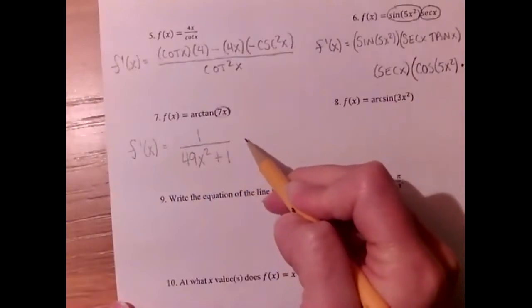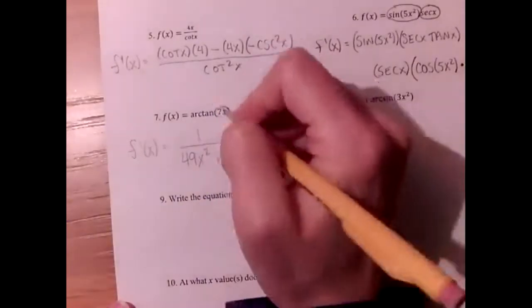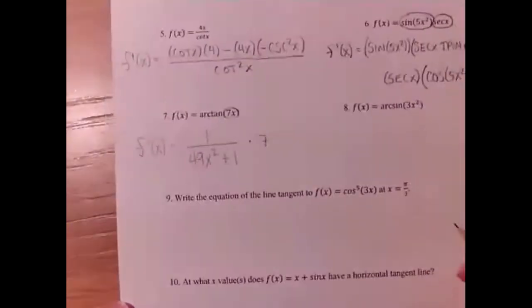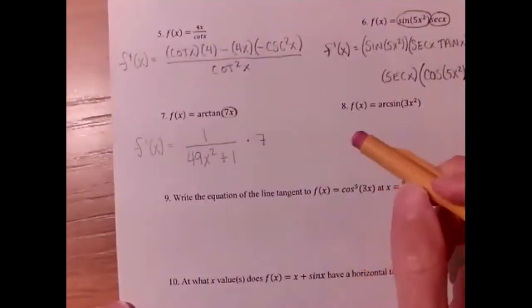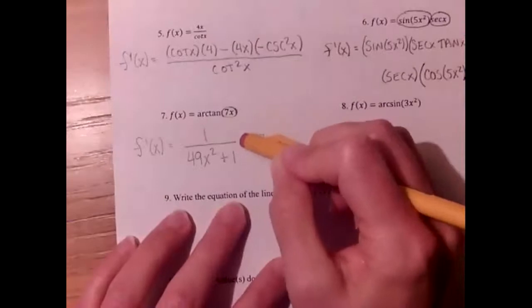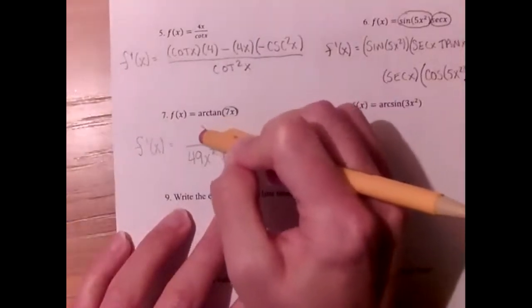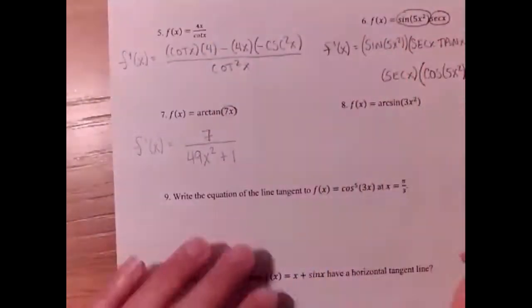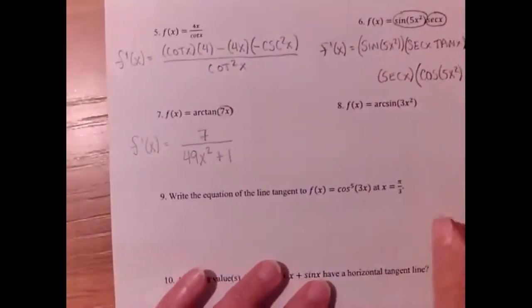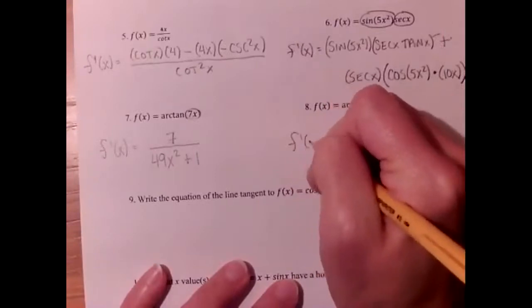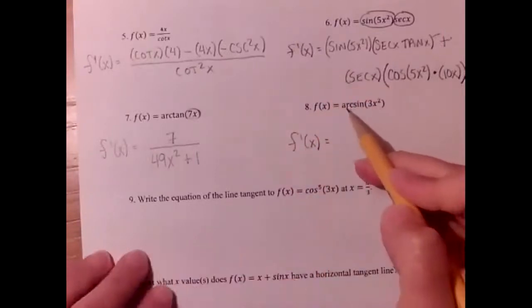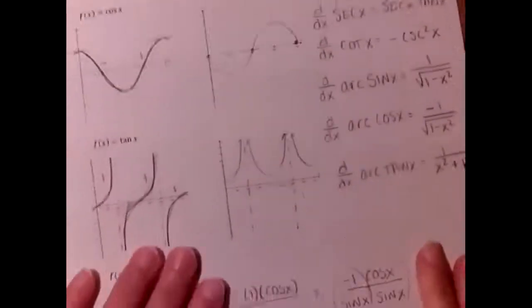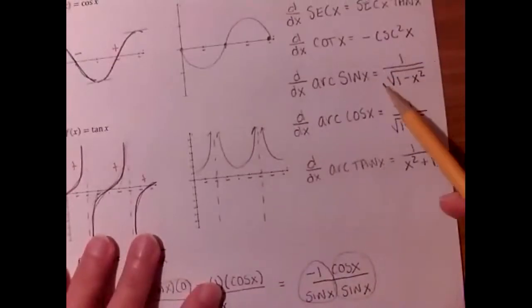You have to chain on the derivative of that stuff, which would give you a 7. Now I'm going to clean that up a bit. You would usually just see the 7 written in the numerator instead of off to the side like that. And then this one, arc sine is 1 over square root 1 minus x squared.